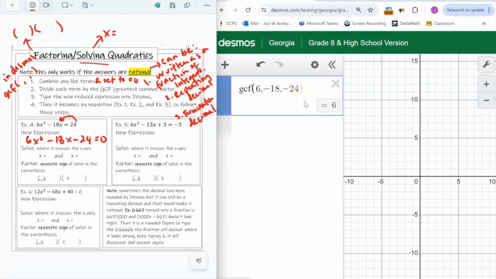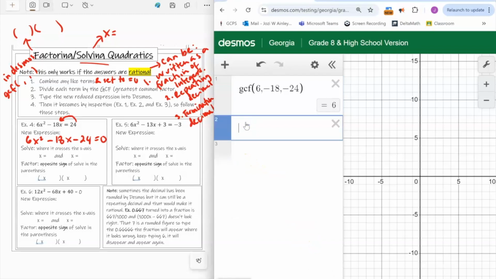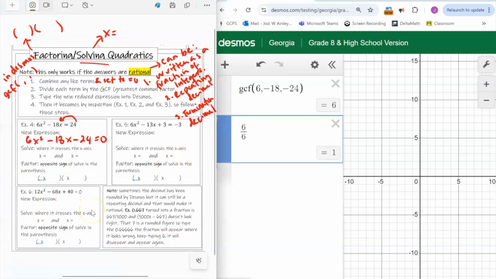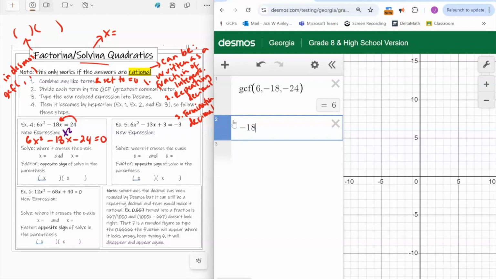Okay, so we're going to rewrite this. I'll write it above. So greatest common factor is going to be 6. So what happens when I take 6 out? I'm just going to use the calculator. So when I take 6 out of the first one, 6 divided by 6 is going to be 1. So the expression there is going to be 1, so this first one's going to be x squared. Then what happens when I take out 6 from negative 18? Negative 18 divided by 6 is going to be negative 3.